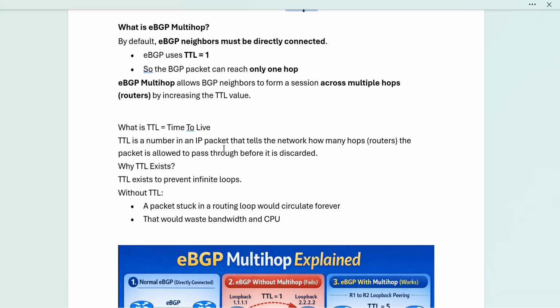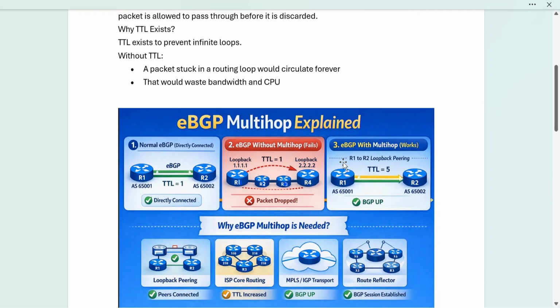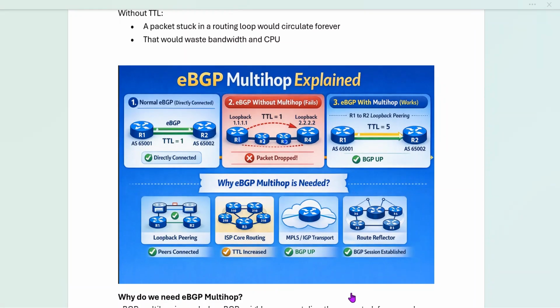Why is it needed? Because if you do not limit the TTL value, then the traffic or packet will travel infinitely and create an infinite loop, which will waste bandwidth and CPU, stuck in the routing loop. So that is why we use the TTL value, right? Let's talk more with the diagrams I mentioned.